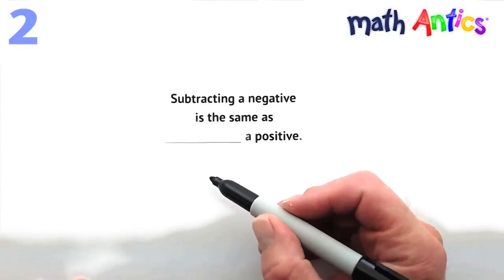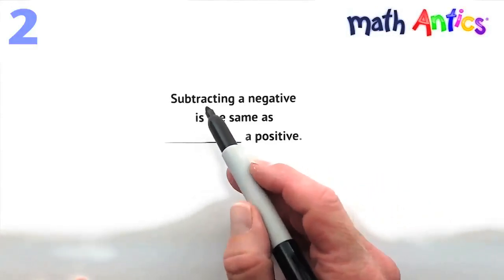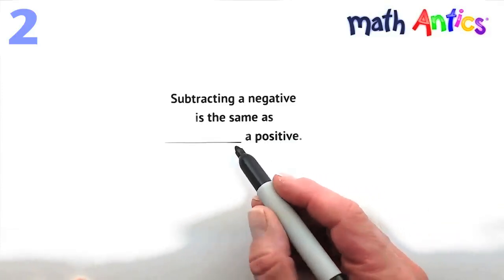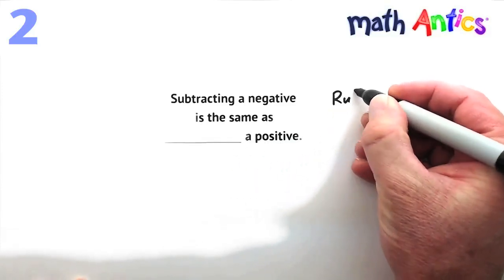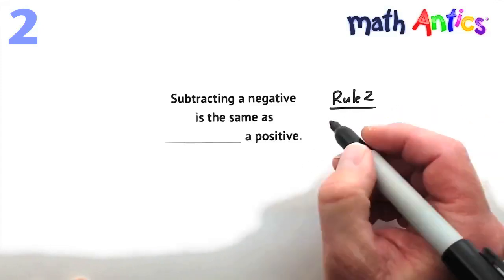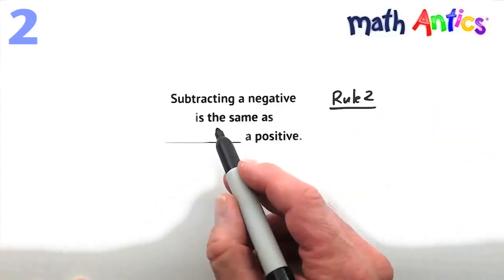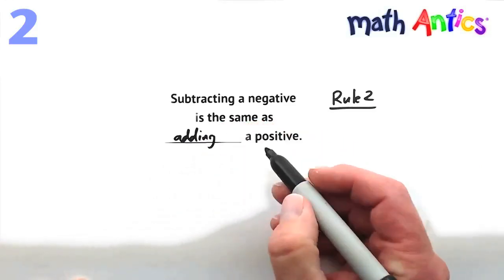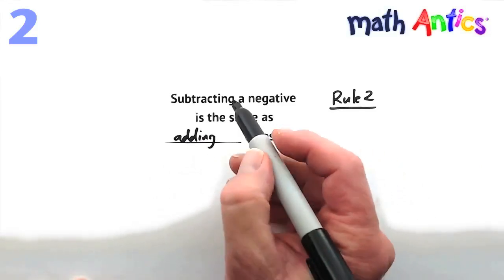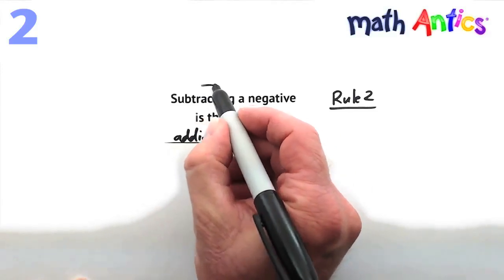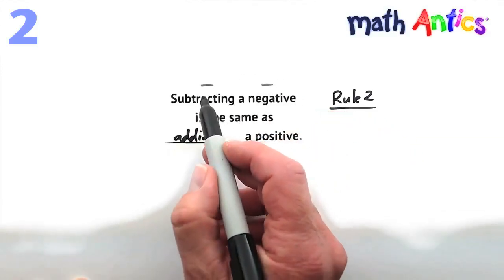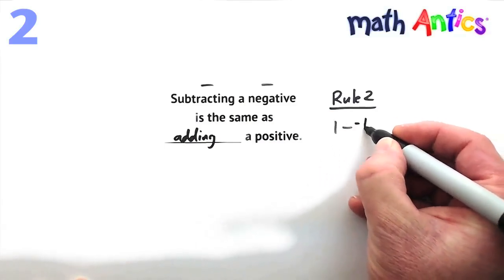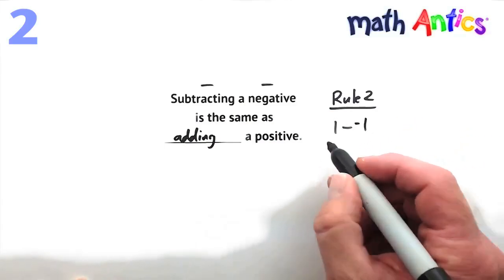And the next problem is also fill in the blank. It says subtracting a negative is the same as blank a positive. Now this comes from rule number 2 in the video. Rule number 2 says that subtracting a negative is the same as adding a positive. And what that means in math is that if you ever have a double negative where you're subtracting a negative, like 1 minus -1, then you can change that to adding.